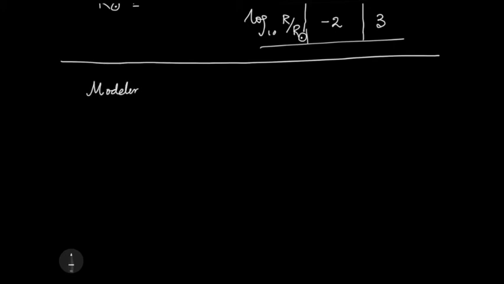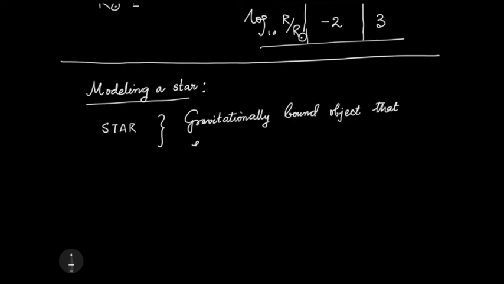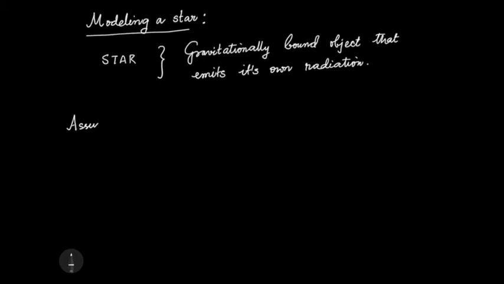So we talk about modeling a star. First question is what we are going to model. So what is a star? It's a gravitationally bound object that emits its own radiation. So it has an energy source inside. I guess that all of you know that energy source is because of fusion. So now when you start a model, you start with some assumptions and you justify the assumptions also. So what are our assumptions for this model? Let us go through the assumptions.